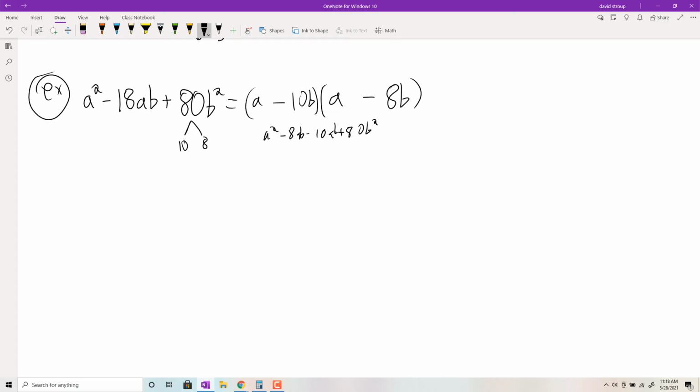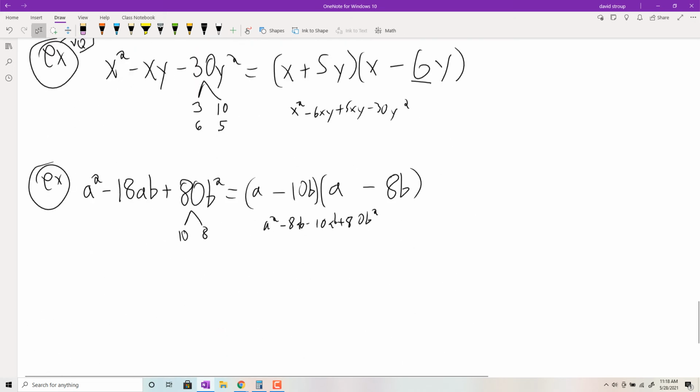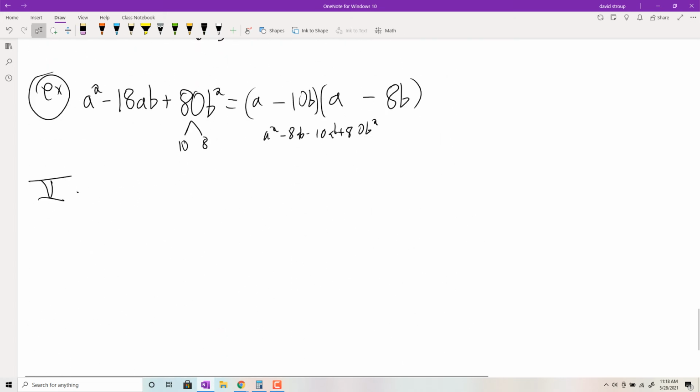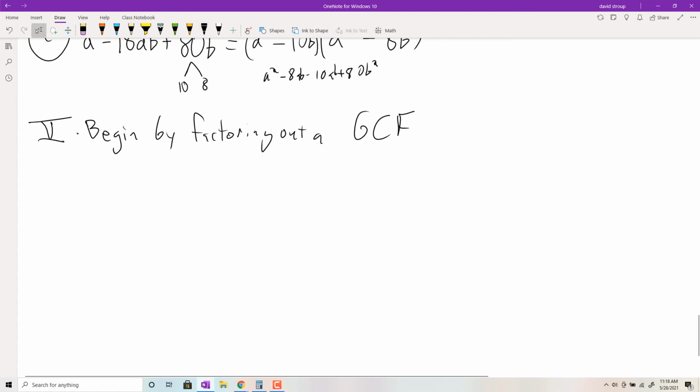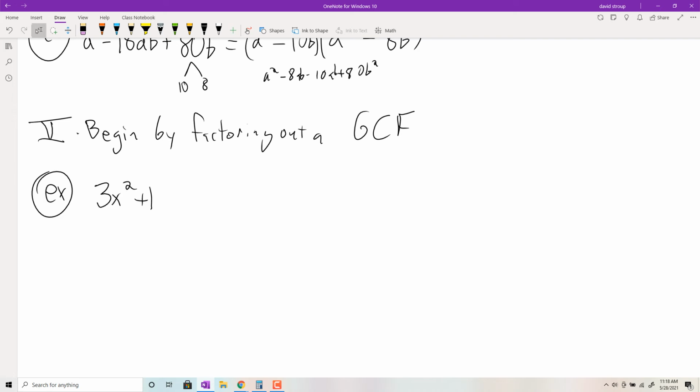Well, the first thing you always want to do is check to see if you can factor out a GCF. So usually when you attempt these problems, you begin by factoring out a greatest common factor. So let's take a look at some of these types. For example, we have 3x squared plus 15x plus 18. And I notice, look, 3 divides all 3 of these things. So I can pull out the 3, and I'm left with x squared plus 5x plus 6.